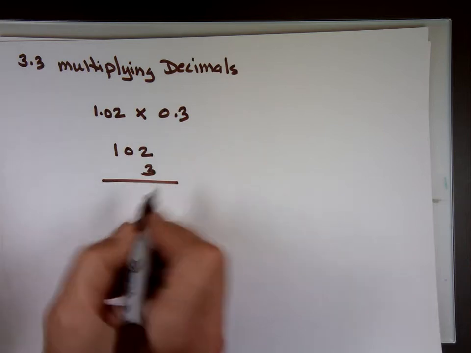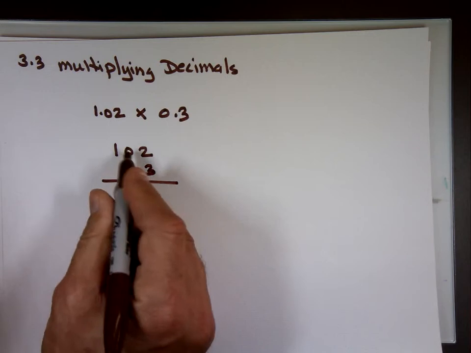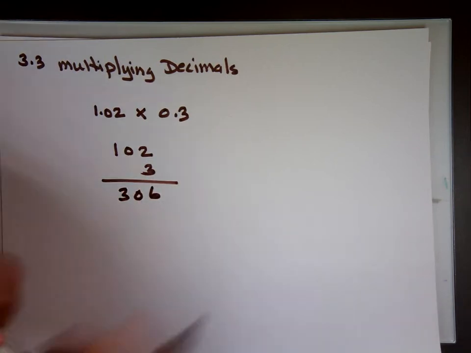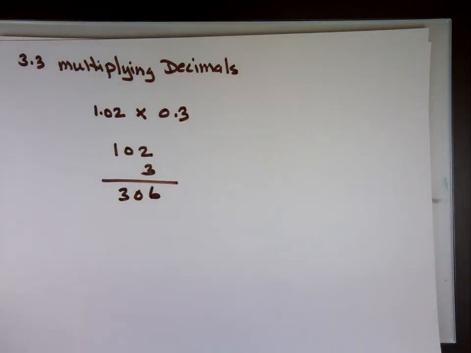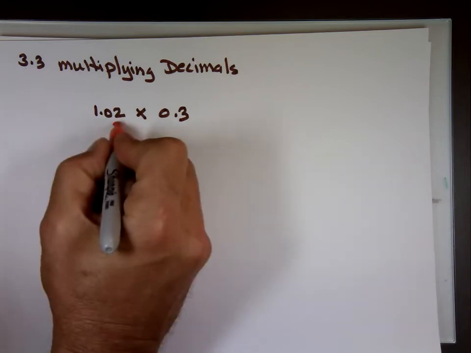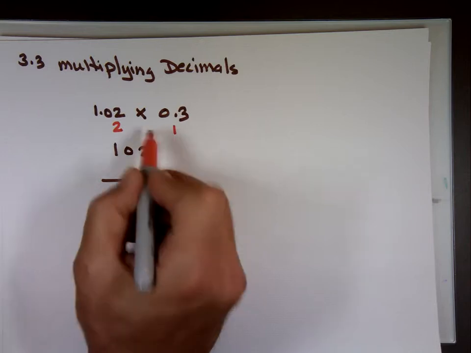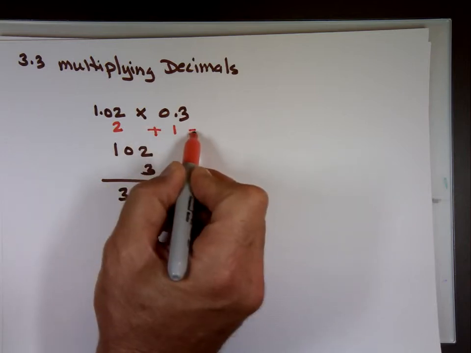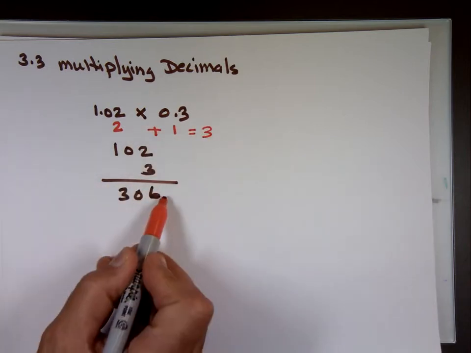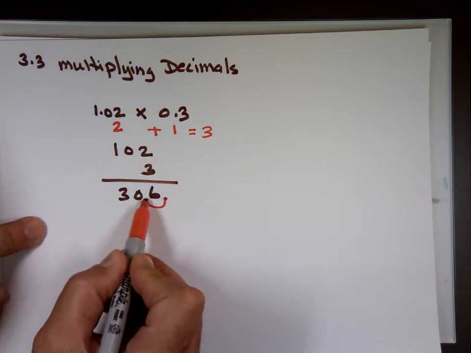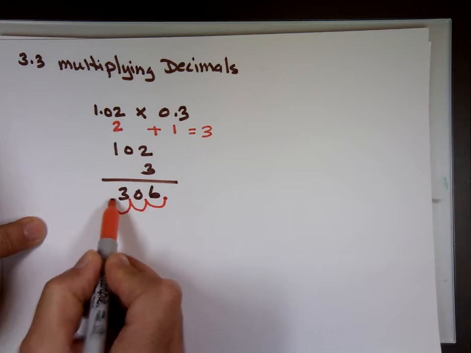Three times 2, 6. 3 times 0, 3 times 1, 3. Okay. How many digits to the right of the decimal point on the first number? 2. And how many digits to the right of the decimal point on this one? 1. What's 2 plus 1? 3. You're going to start from the end, and you're going to move the decimal point how many places? 3. 1, 2, 3.